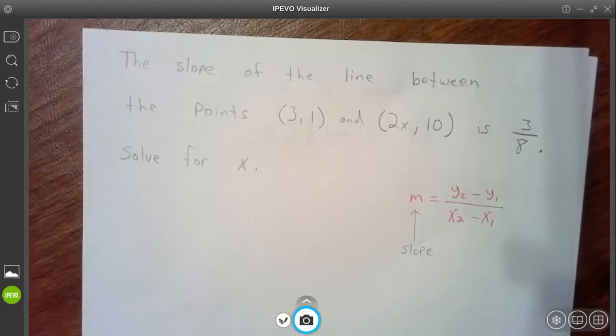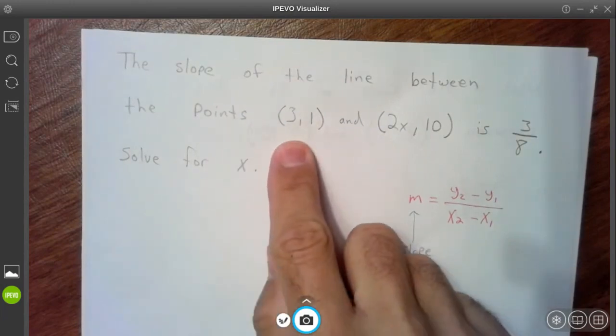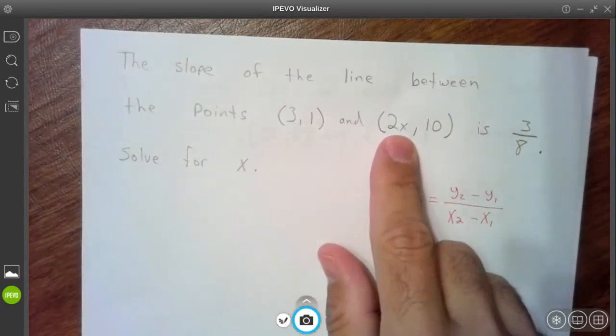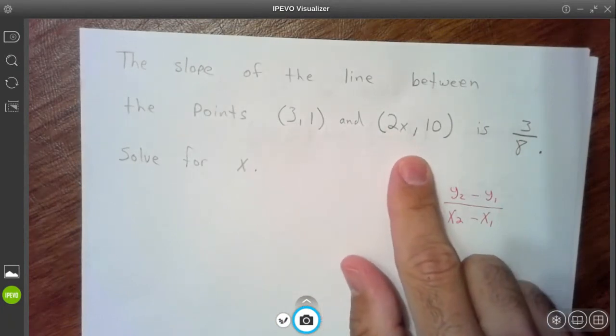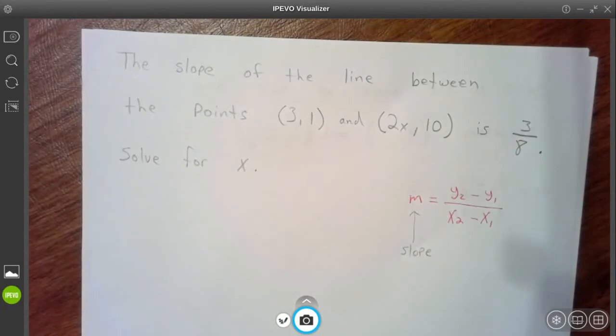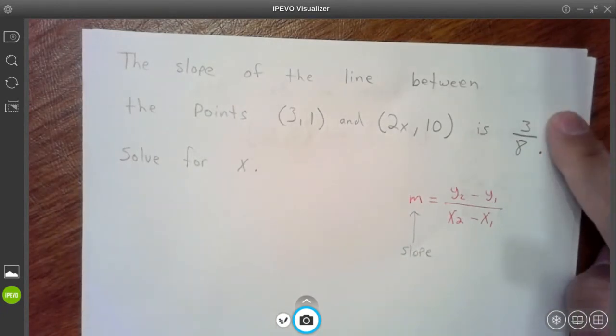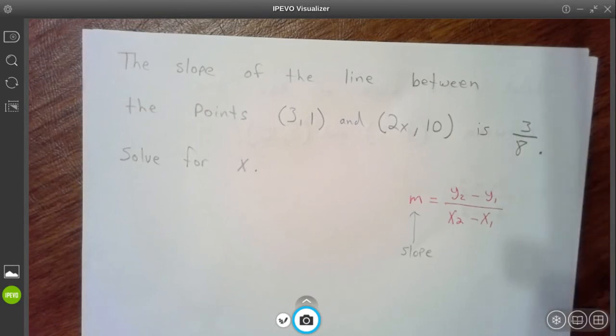All right, so here's the question. You've got 2 points, (3, 1), and then this weird one, (2x, 10). And it says the slope of the line between those 2 points is 3 over 8. So the rise is 3, the run is 8. We're going to set up an equation, proportion, what have you, and solve that.